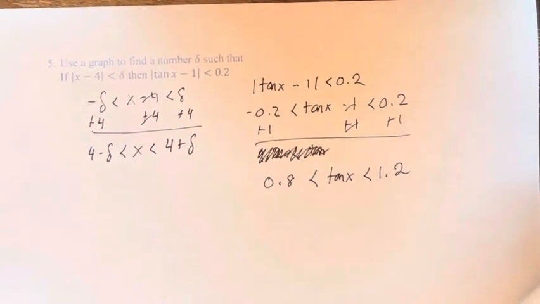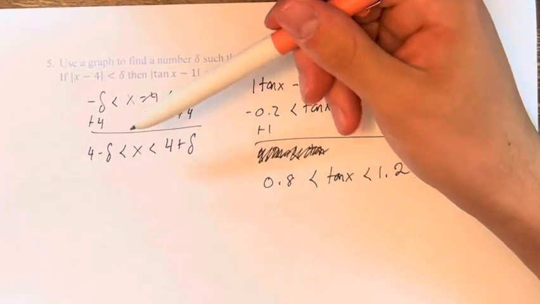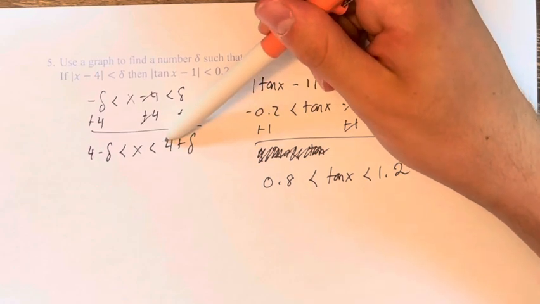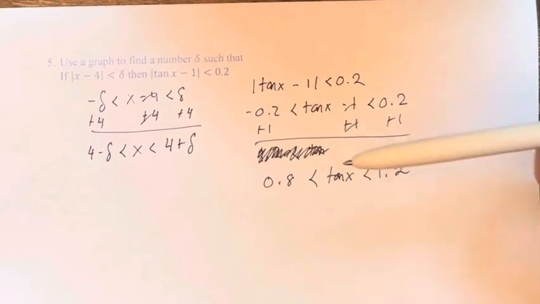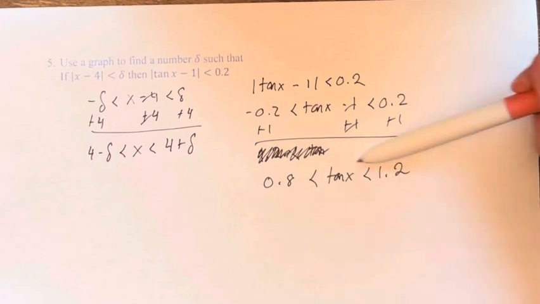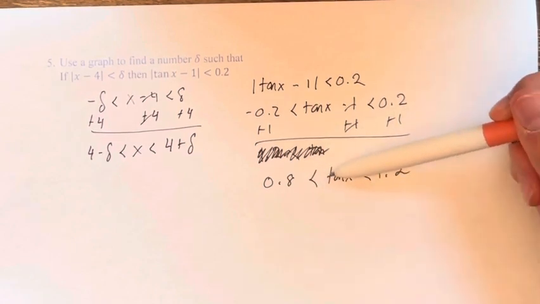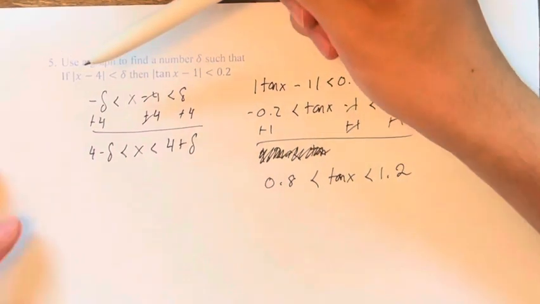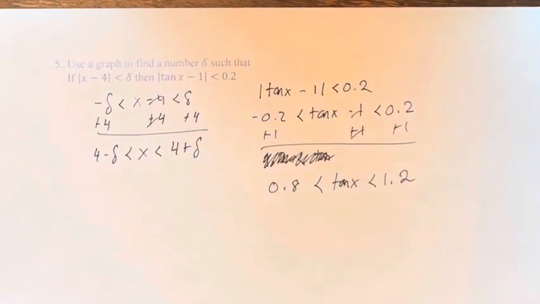So we're basically looking for a delta such that if you go no more than delta away from 4, then you will go no further than this range of values when you plug that value of x into the tangent function. And we're asked to use a graph to find such a number, which I think will be really helpful in terms of visualizing what we're actually doing here. So I have the graph of the function pulled up here.